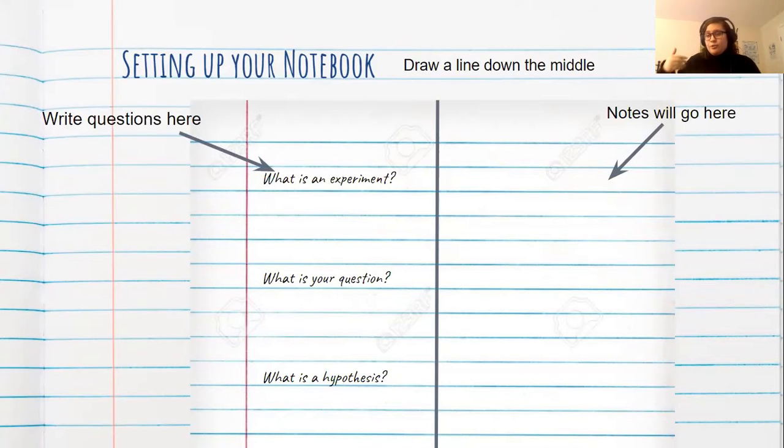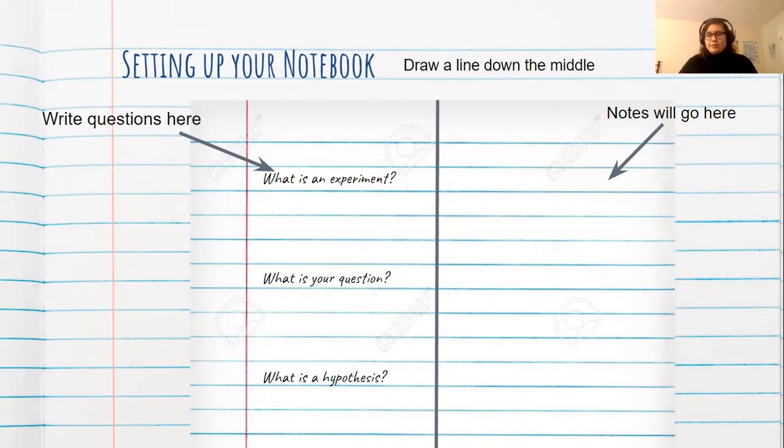This means that your notebook will be really easily laid out. If you need to find information, you can search for it by scanning the questions on the left, and then you can find the information that you're looking for on the right once you found the question.